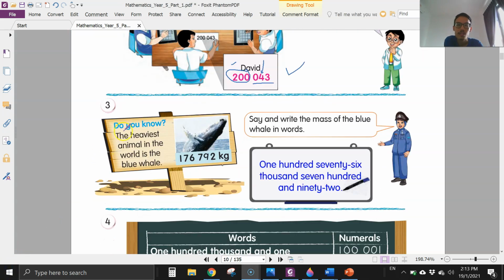Example 3. Do you know the heaviest animal in the world is the blue whale? Alright, so how heavy is this? Now you can see we underline 3 numbers behind, so we know that this is the 1,000 group, kumpulan ribu. So 176,792. Okay, 176,000. This is the 1,000 group, kumpulan ribu. And then the 3 numbers behind, 792. Because you have your unit, kilograms.